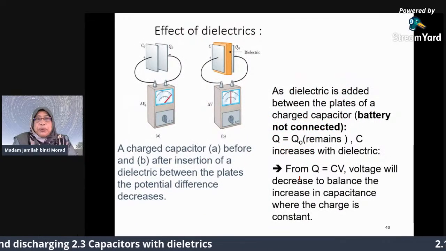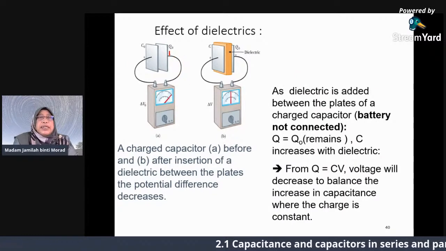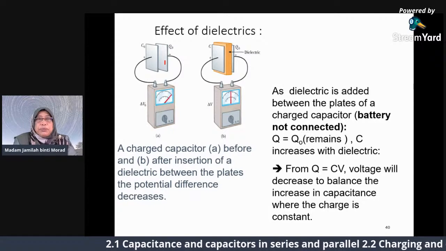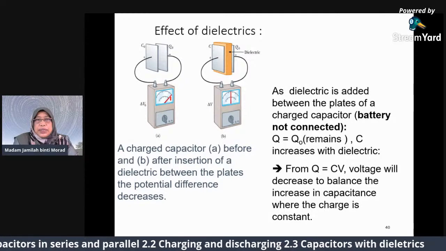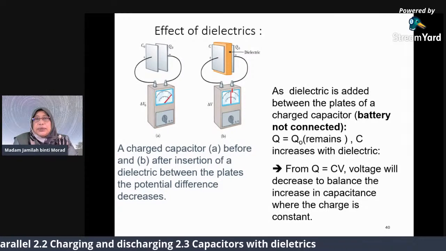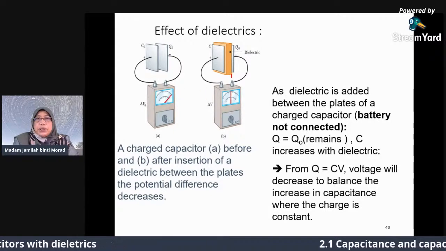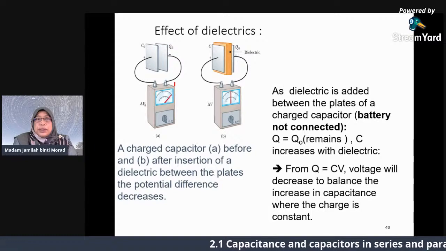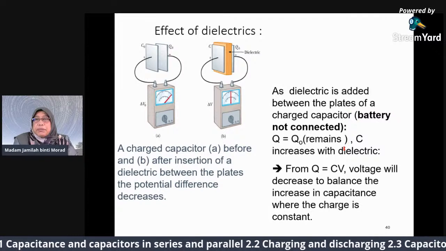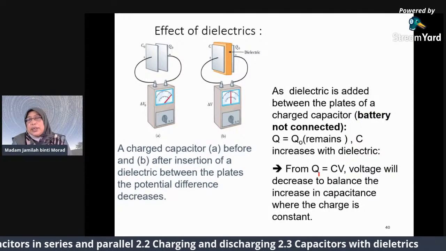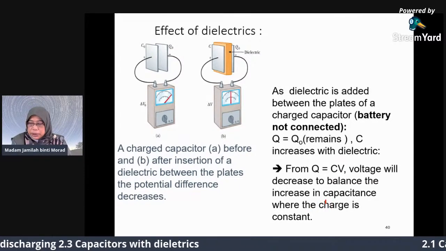This can be proved by this experiment or by this figure. You can see that when you have the capacitor, here is the vacuum between the two plates of the capacitor. This is the value of its voltage. And then when you insert the dielectric, you can see the voltage change, compared to the voltage in vacuum. When the dielectric is added between the plates of the charged capacitor, Q remains constant, as I explained just now. Voltage decreases to balance the increase in capacitance, where the charge is constant.